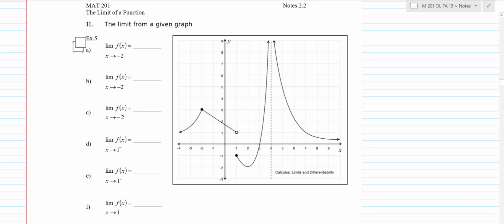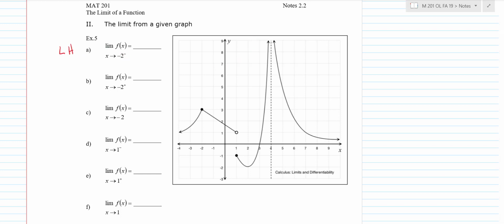So let's start by looking at the graph, which has several interesting places. We have the vertical asymptote at 4. We have the break in the graph at x equals 1. We have what we would call a sharp point at x equals -2. So let's start here. Let's look at these limits that are talking about -2. This first one is a left-hand limit. It's got the negative superscript.